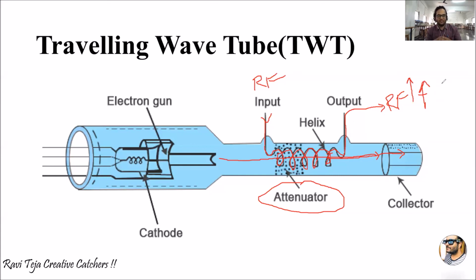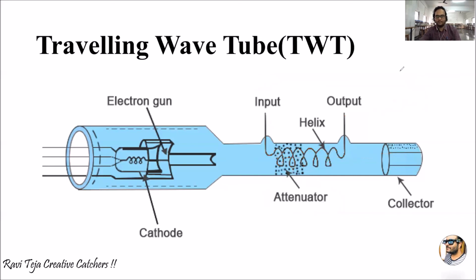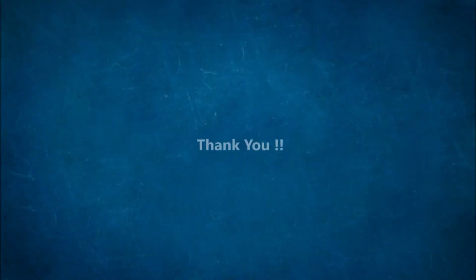This traveling wave tube is somewhat simpler compared to the previous klystron tubes, as klystron tubes have many cavities for resonance, but here there are no cavities. It just uses a helical structure and combines an RF signal with an electron beam to make it amplified. That's it. This is a simple explanation of a traveling wave tube.